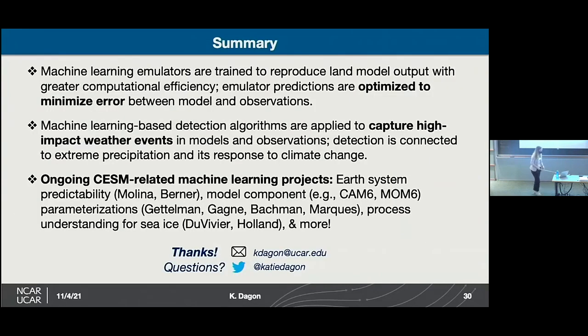So I'll just end with a one-sentence summary of each of the projects I talked about, but wanting to emphasize that we're using machine learning to hopefully enhance and inform knowledge discovery, increase computational efficiency, and understand uncertainties. So it's really a tool in our toolbox for climate modelers, I think. And then just a quick shout out to some of the other CESM related machine learning projects that are going on at NCAR. I've probably not even captured all of them because it's growing so fast. So thanks very much for your attention. Happy to take questions.